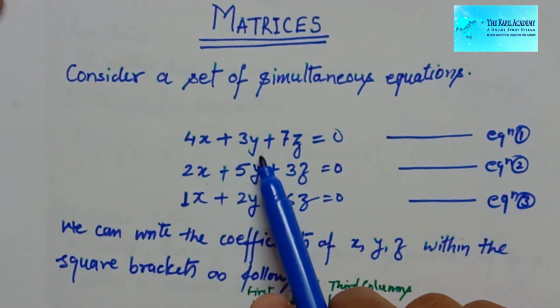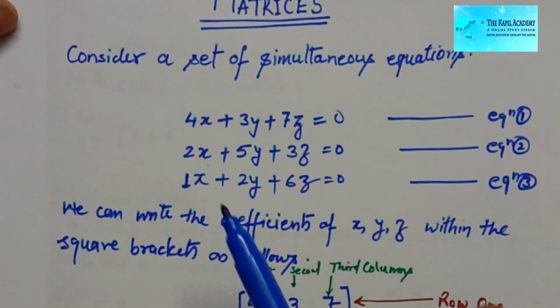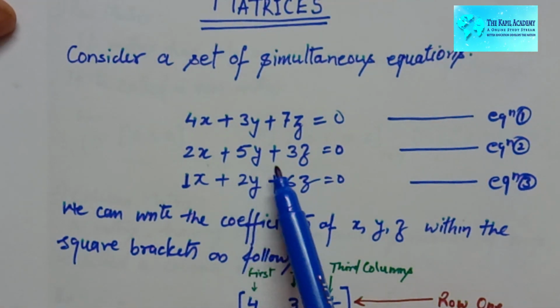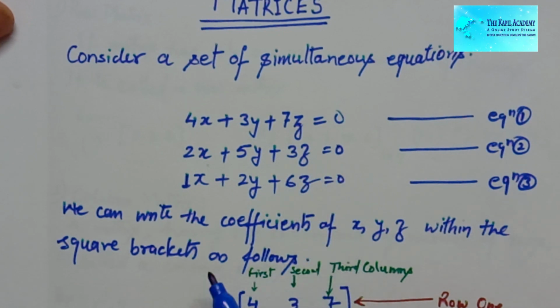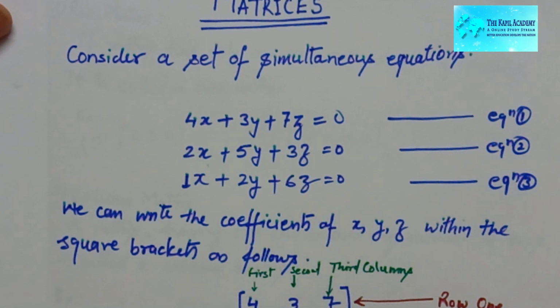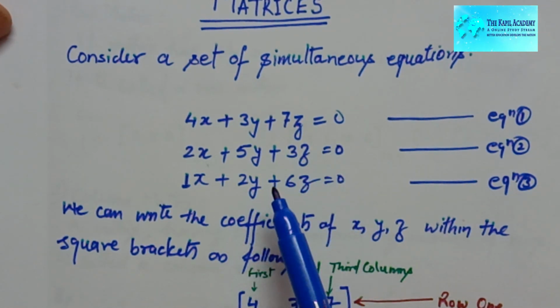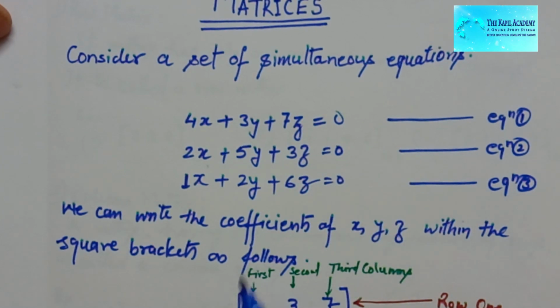First equation is 4x plus 3y plus 7z equals 0. Second equation is 2x plus 5y plus 3z equals 0. Third equation is 1x plus 2y plus 6z equals 0. These three equations make a set of simultaneous equations.